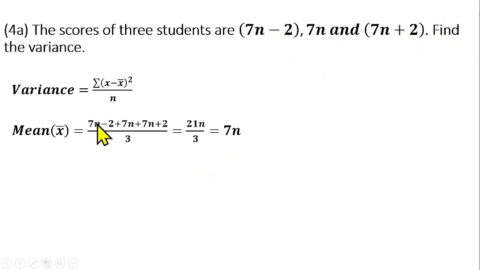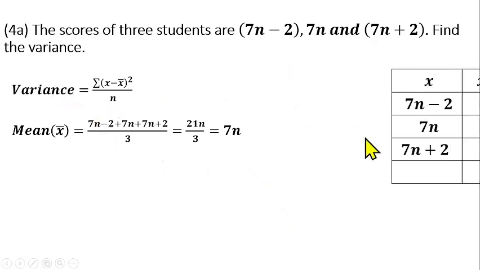So let's do that. 7n plus 7n plus 7n gives us 21n. Then minus 2 plus 2 gives us 0, over 3. So we have 21n over 3, and that should give us 7n. So that means the mean of these 3 set of data is 7n. Do we get that now? So we can now compute the table to find our variance.